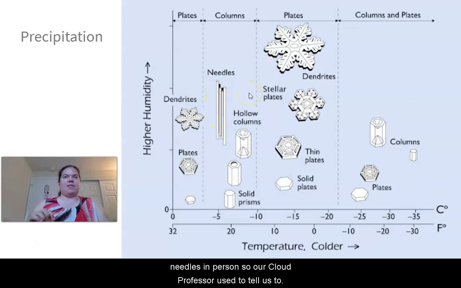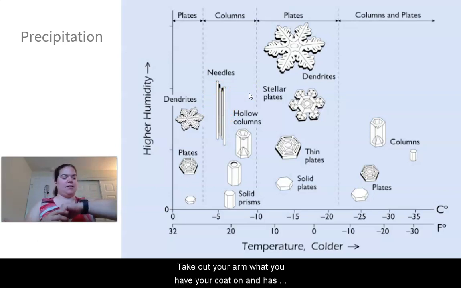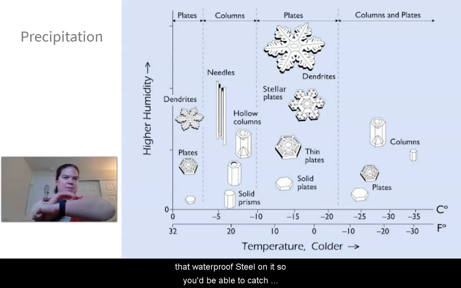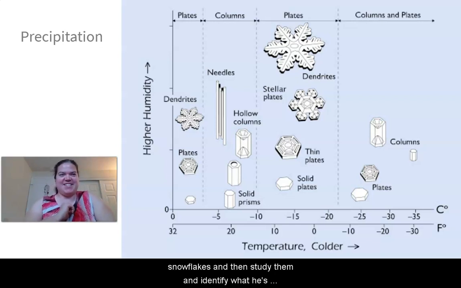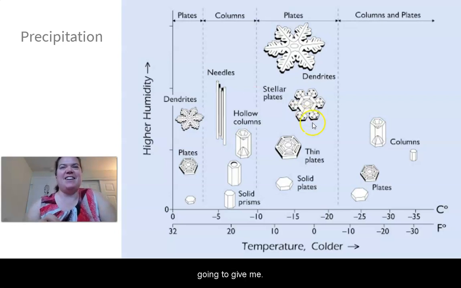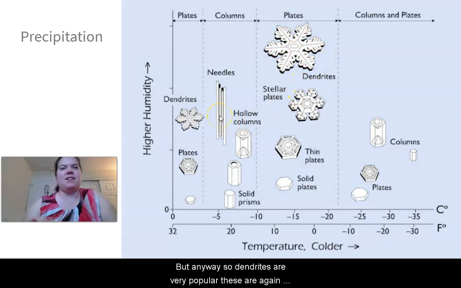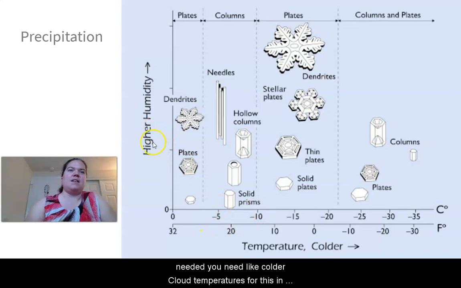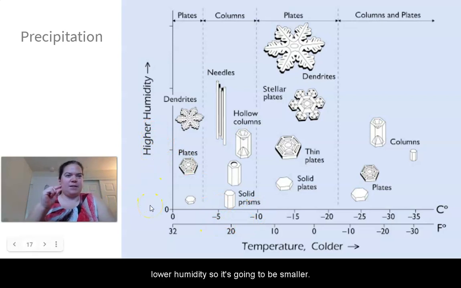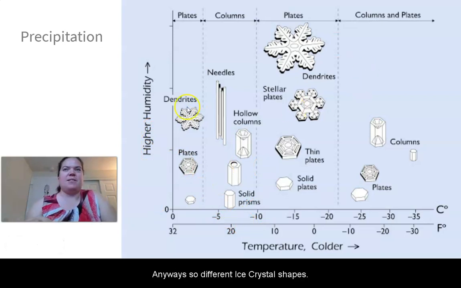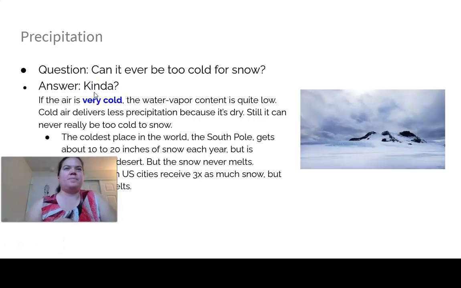So our cloud professor used to tell us to stick out your arm, which you'd have your coat on, and it has that waterproof seal on it, so you'd be able to catch snowflakes and then study them and identify what type of ice crystal it was. He was kind of goofy, but anyway, so dendrites are very popular. These are, again, you need colder cloud temperatures for this and lower humidity, so it's going to be smaller. But anyway, so different ice crystal shapes.